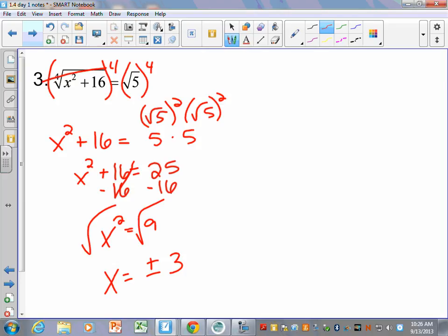I think both of these are going to work, as long as one of them works, because when I plug this back in, I'm going to square it, right? So I'm going to get 9 plus 16, which is 25, and the fourth root of 25 is actually the square root of 5. How about that? Whoa.